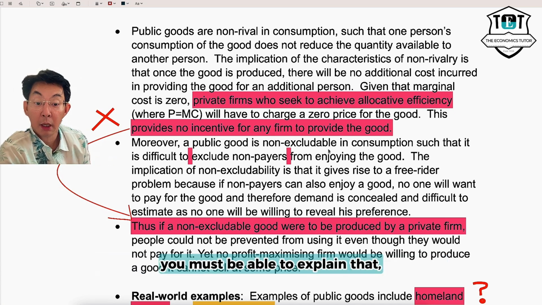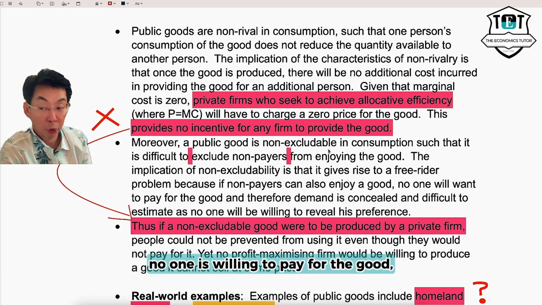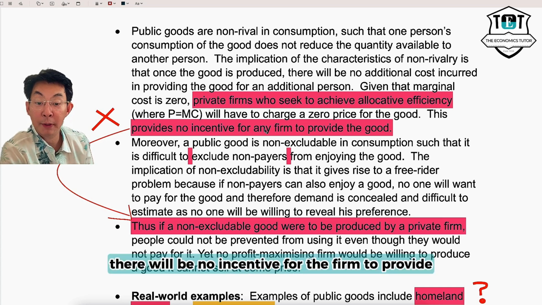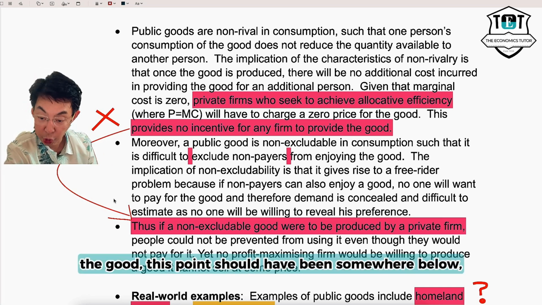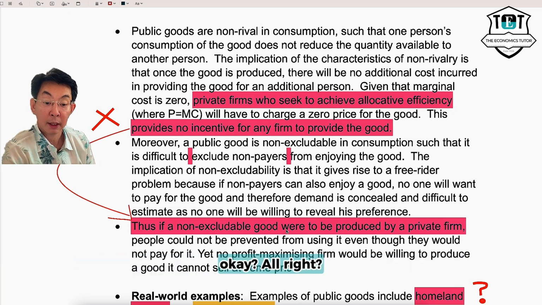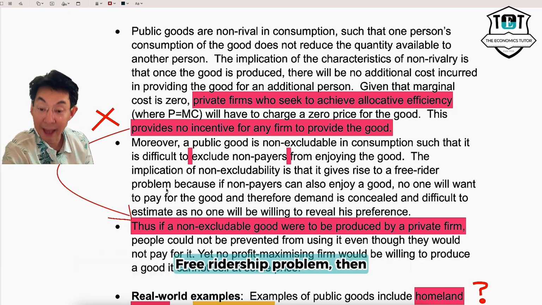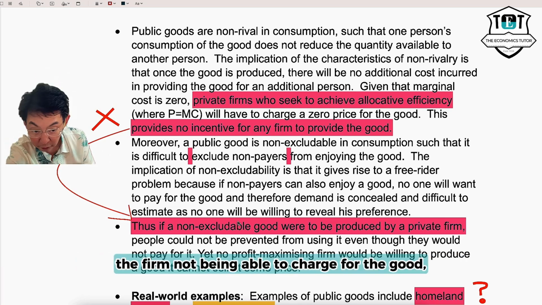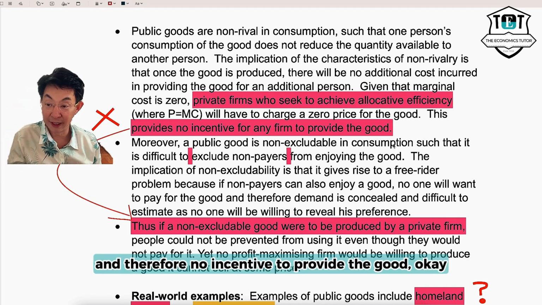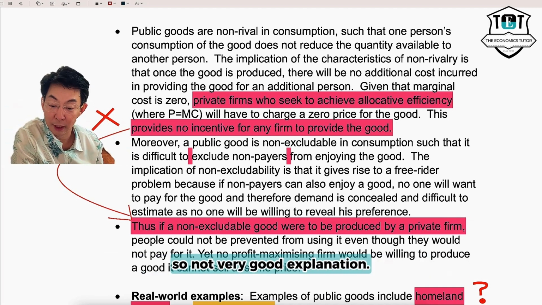You must be able to explain that. And because of the free ridership problem, no one is willing to pay for the good, and so there will be no incentive for the firm to provide the good. This point should have been somewhere below. Free ridership problem. Then you talk about the firm not being able to charge for the good, and therefore no incentive to provide the good. So not a very good explanation.